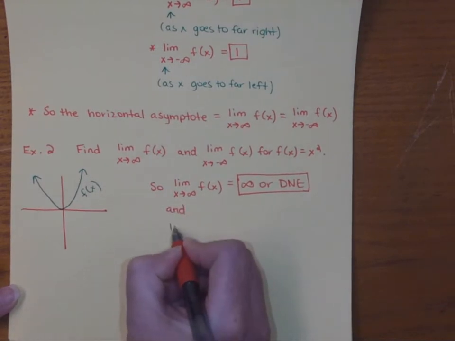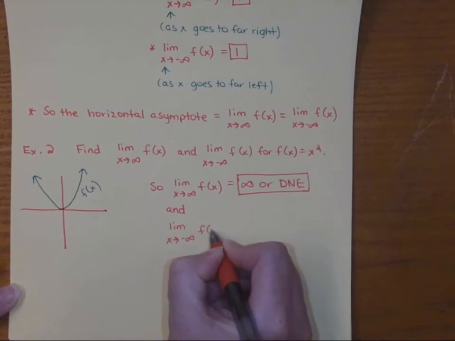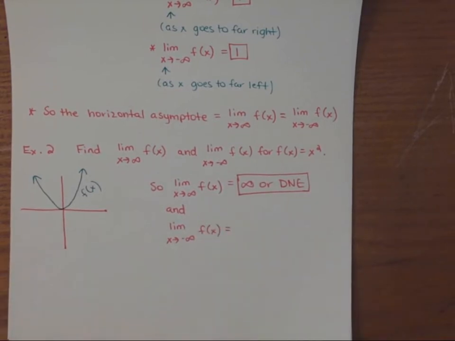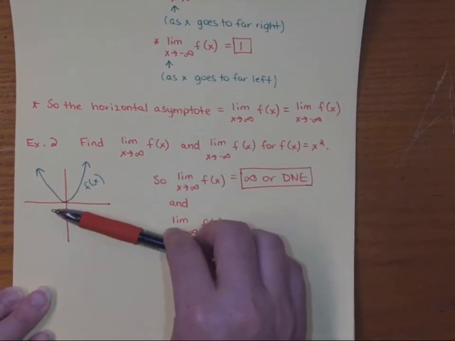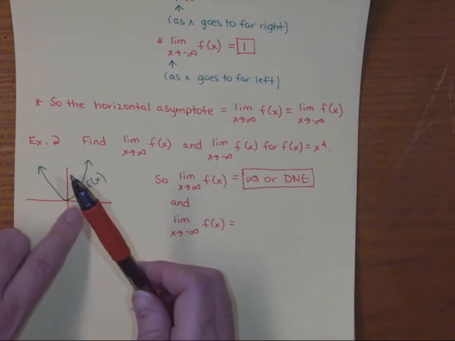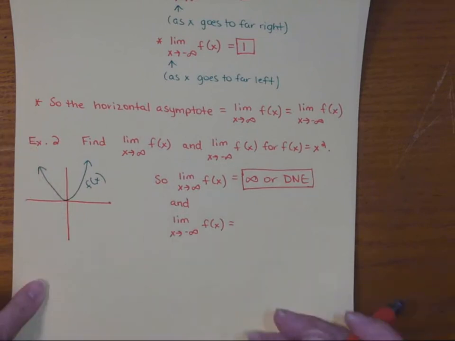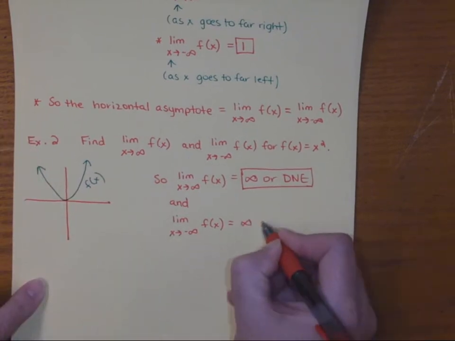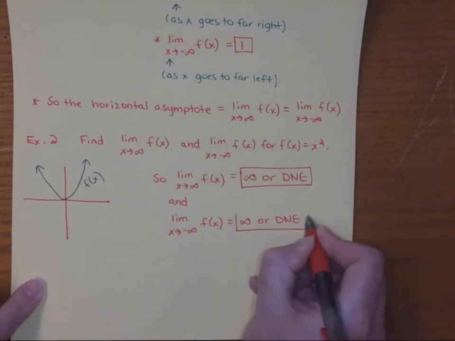All right, so what about the limit as x goes to negative infinity of this function? Rather than traveling to the right, we're traveling to the left, right? So as we travel to the left, picture you're traveling leftward, towards x equals negative infinity. Then your y value is still going up. So here it's actually equal to infinity, or does not exist.